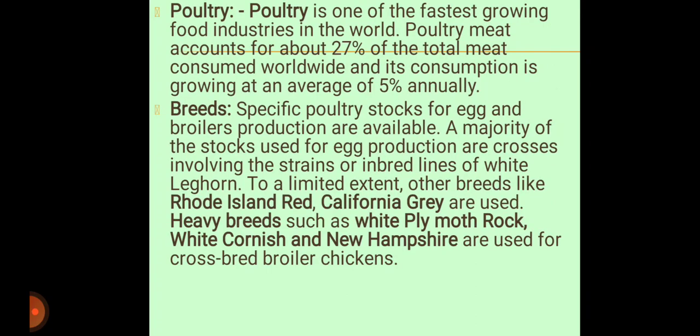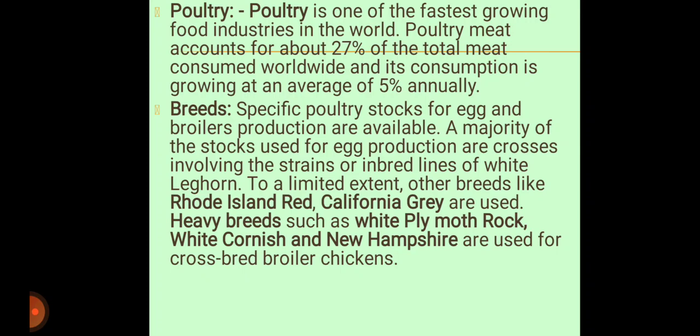Then another one of the farming systems is poultry. Poultry is one of the fastest growing food industries in the world. Poultry meat accounts for about 27% of the total meat consumption worldwide, and its consumption is growing at an average of 5% annually.